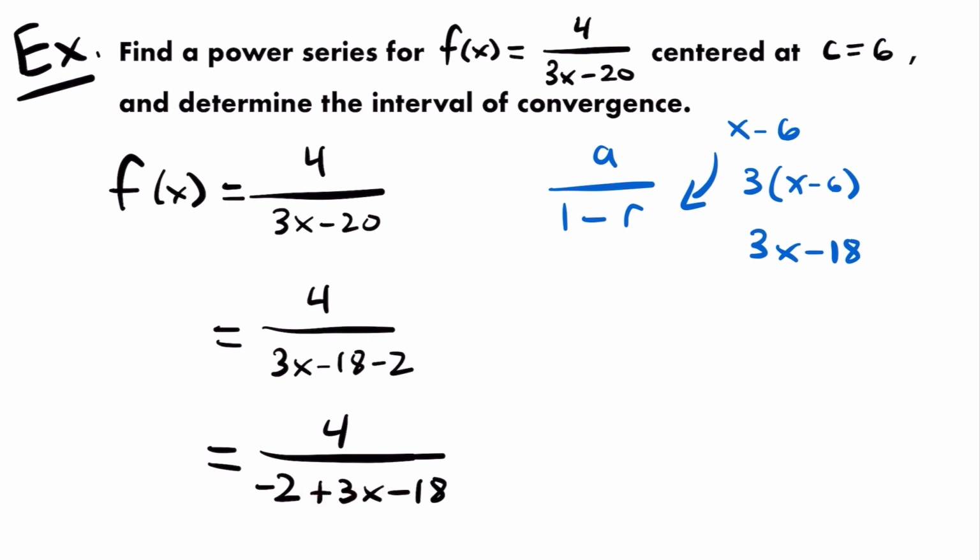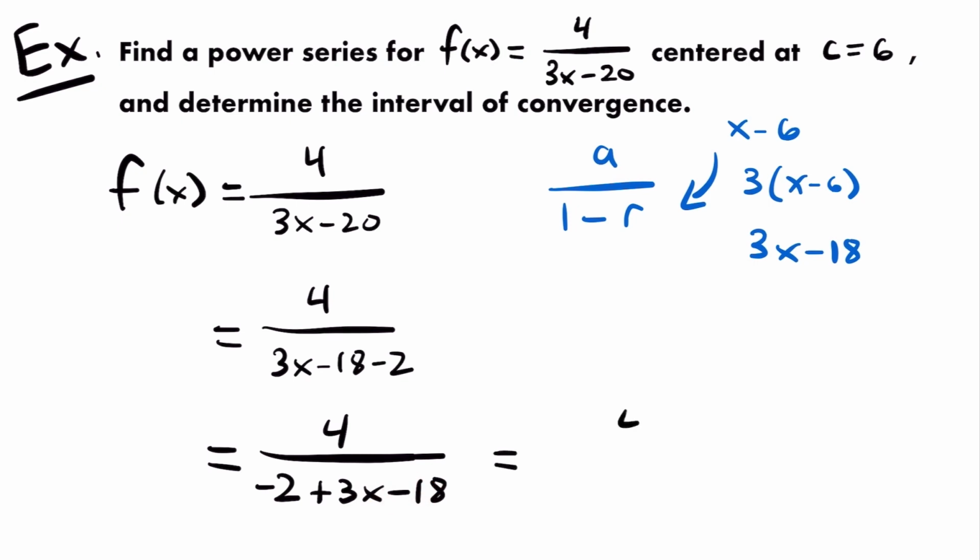Okay, but now, in order for this to be in the form of the sum of a geometric series, we have to be subtracting that common ratio. But in this case, we are adding 3x minus 18. So what we have to do is change this plus sign to be a negative and negate both of these terms. Right, so this is similar to what we did in the previous example.